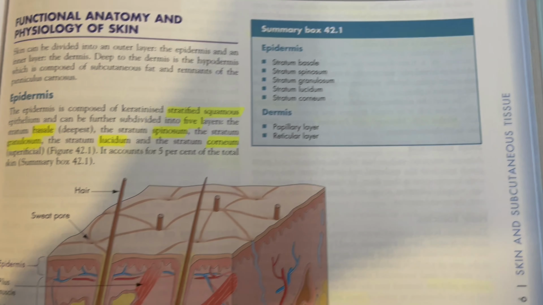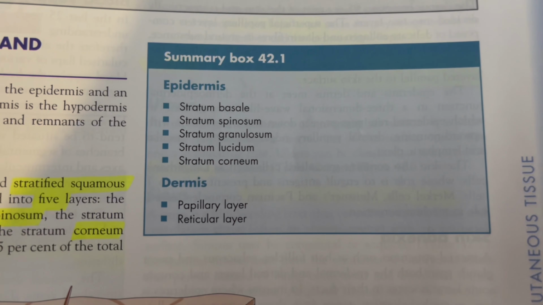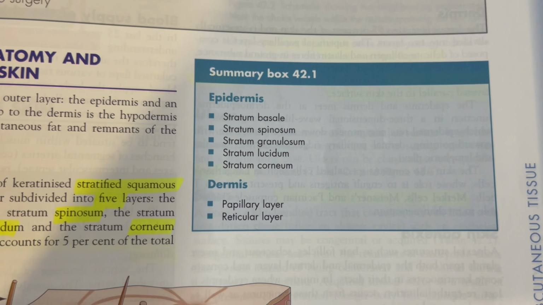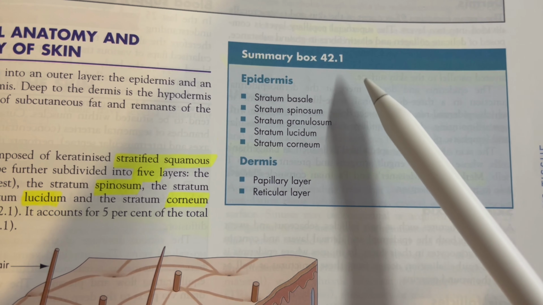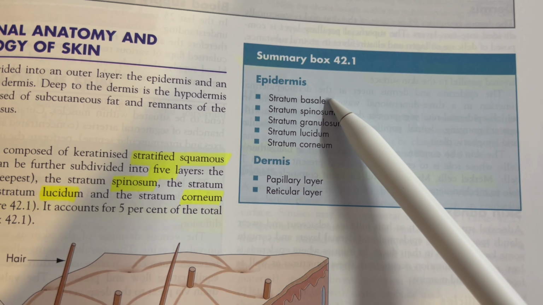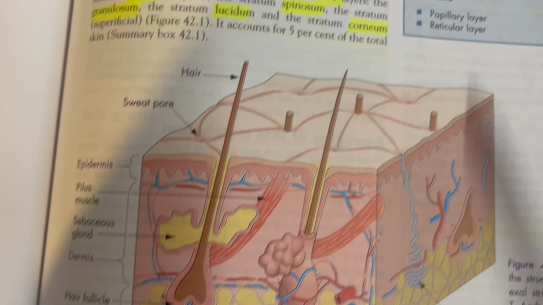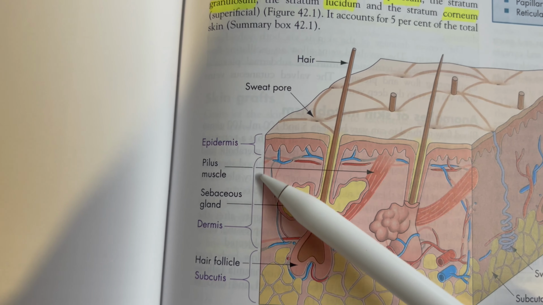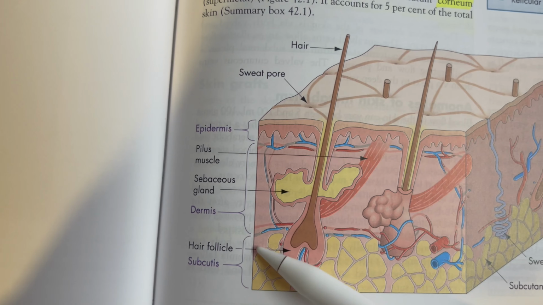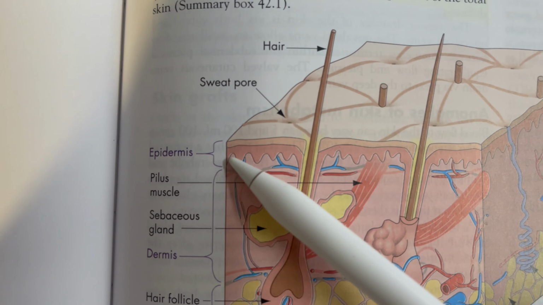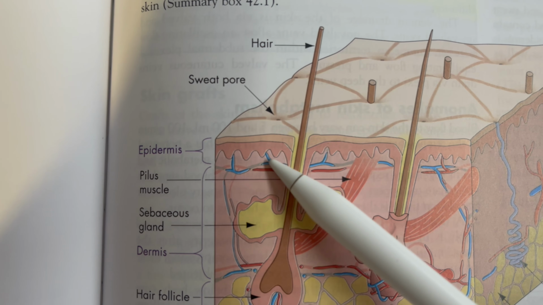The skin has layers called epidermis and dermis. These are the basic two layers. The epidermis has 5 layers, and basal is the lowermost. If you see this is skin, this upper part is epidermis and this part is dermis, then below is the subcutaneous tissue.